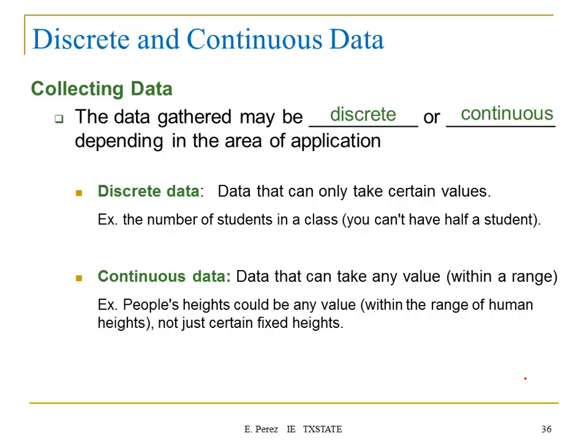So usually when you're looking at only integer values, you're dealing with discrete data. But when you look at continuous information, such as time, heights, weights, those are classified as continuous, because it can take any values within a range. Okay, so that's, in general, the main difference between discrete and continuous data.